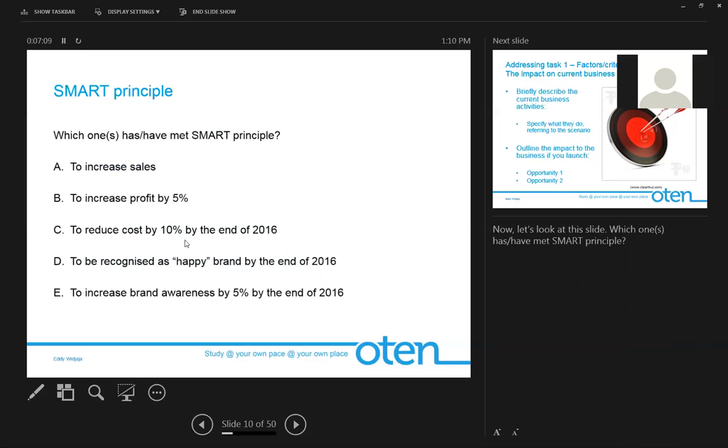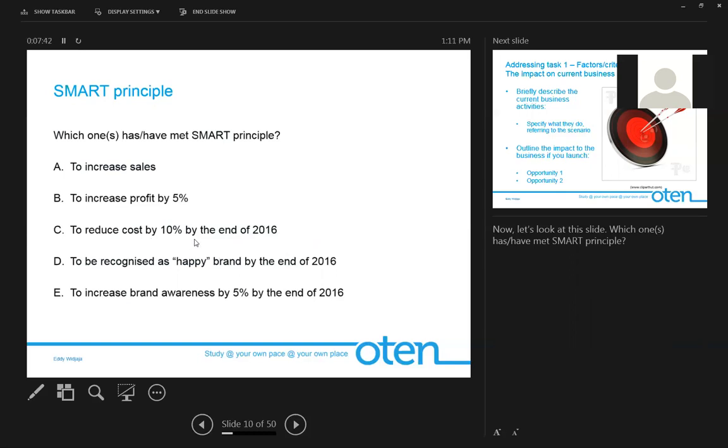Is that measurable? It is measurable: 10%. If we achieve 9%, then we are not good enough. If we achieve 10%, yes, we have met the goal. By the end of 2016, is that time-bound? Yes, this is the timeline that we need to deliver by. Is it relevant? Assuming that we work in marketing or finance, yes, it is related to us. In terms of marketing, of course, we want to reduce the cost in relation to marketing elements.